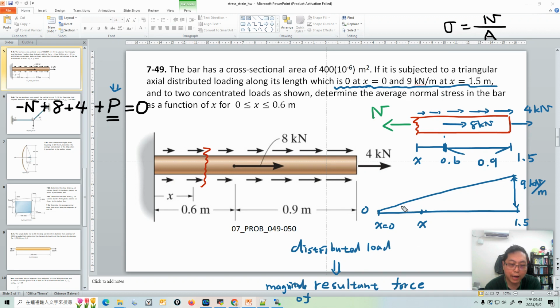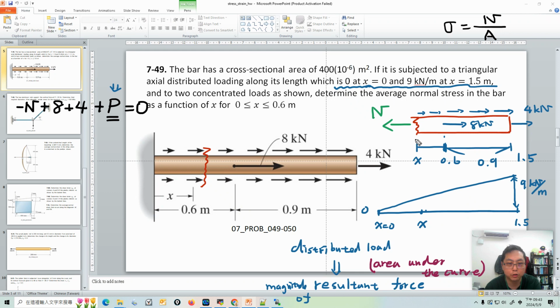So we have a distributed load function. How do we calculate the magnitude of the resultant force? Ring a bell? It is the area under the curve. If you have a distributed load function, the magnitude of the resultant force is the area under the curve. And the range we care about is from x to 1.5.